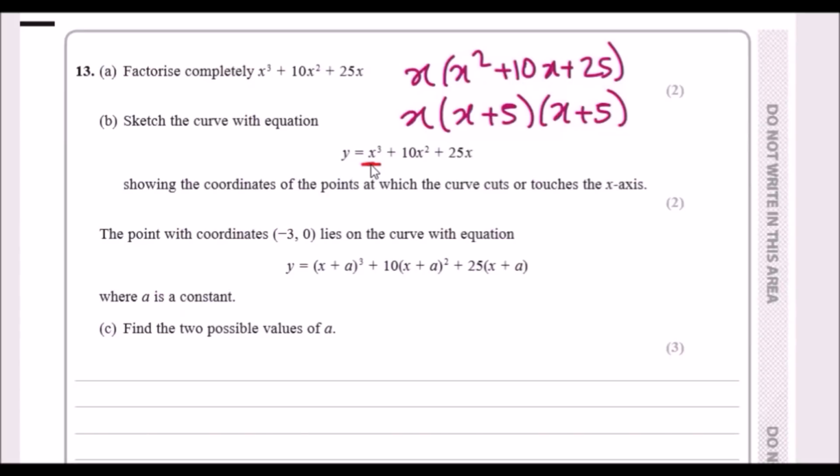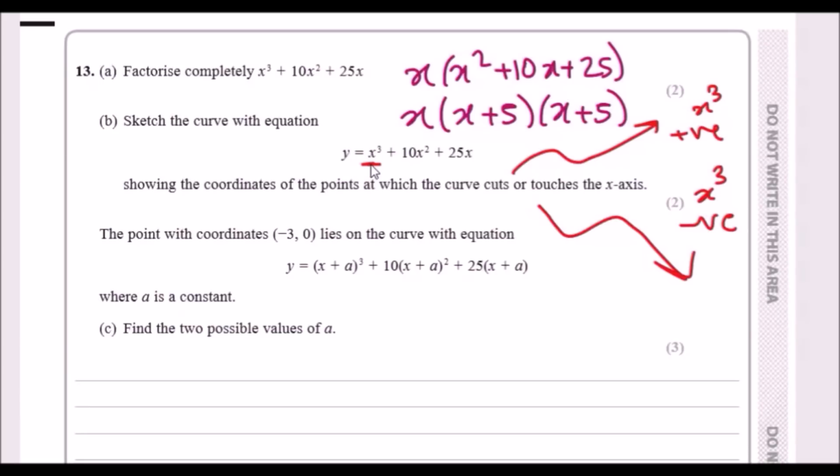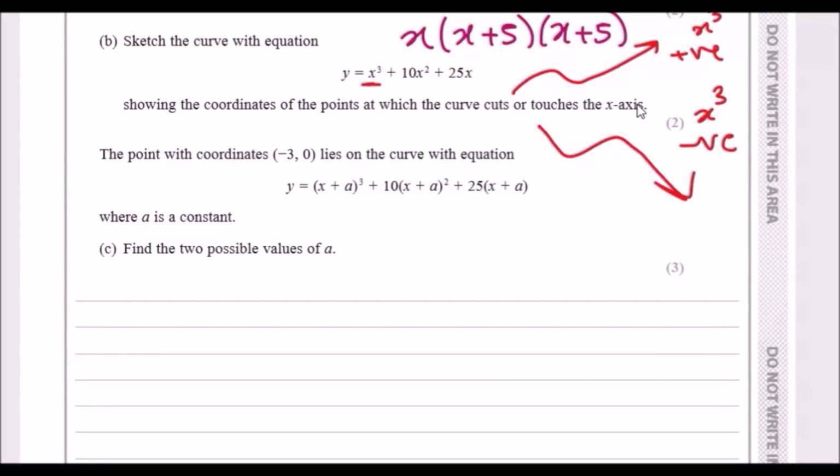Cubic graphs always start at the bottom, curve down and shoot upwards. A negative cubic starts from the top, curves up and then shoots downwards. So negative downwards, positive upwards. Okay, easy stuff really. All we have to realize is that these x values here represent the points where the curve hits the x-axis. So let's have a little sketch.